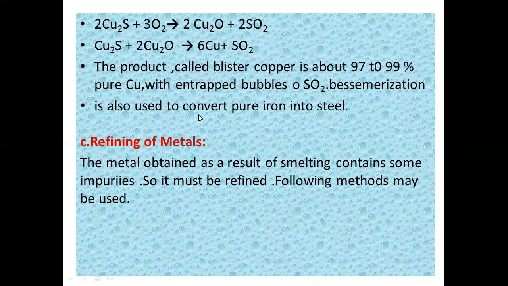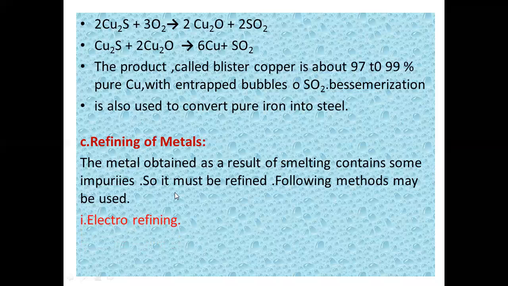Then the next step is refining of metal. After extraction of metal, the next step is the refining of metal. The metal is obtained as a result of first roasting, then smelting, and after smelting the next step is refining. The metal obtained as a result of smelting contains some impurities. It must be refined, and to refine it, the following methods may be used.